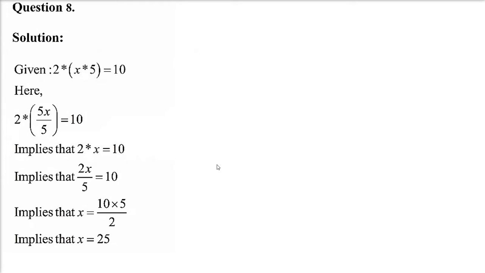Question number 8. Let star be a binary operation on the set of all non-zero real numbers given by a star b equals ab by 5 for all a, b belonging to R minus 0. So there will be no 0. Please remember, there will be no 0. Write the value of x given by 2 star x star 5 equals 10. So a star b is given by ab by 5, and we have to use this to compute this expression.